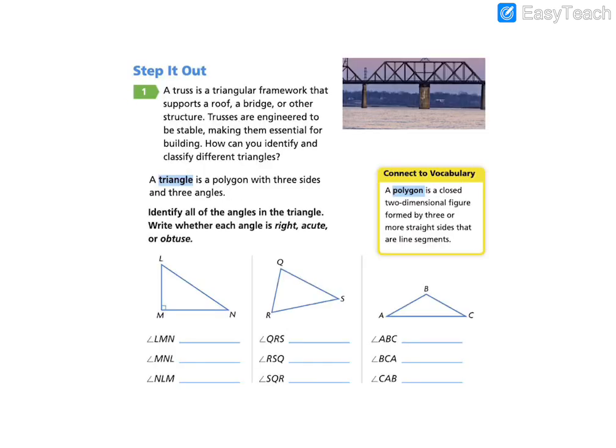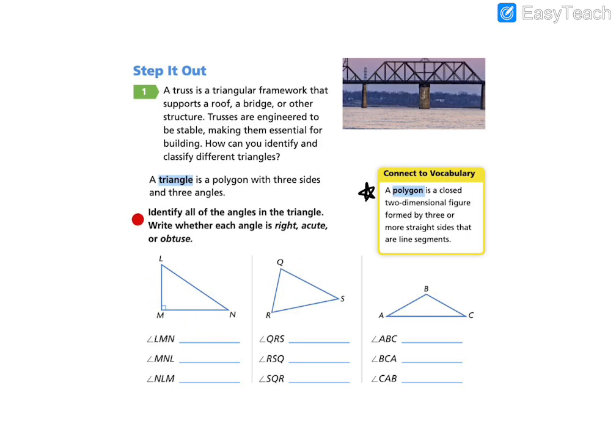Okay, let's take a look at number 1. A truss is a triangular framework that supports a roof, a bridge, or other structure. Trusses are engineered to be stable, making them essential for building. How can you identify and classify different triangles? A triangle is a polygon with 3 sides and 3 angles. And our vocabulary reminds us a polygon is a closed two-dimensional figure formed by 3 or more straight sides that are line segments. So we have 3 triangles here.